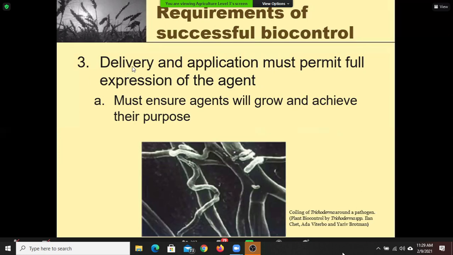And I have already told you the delivery and application must permit full expression of the agent. That is, their viability should not be deteriorated. Their ability to kill the pathogen, their ability to control the pathogen should not be deteriorated. And they must ensure the agents will grow and achieve their purpose.